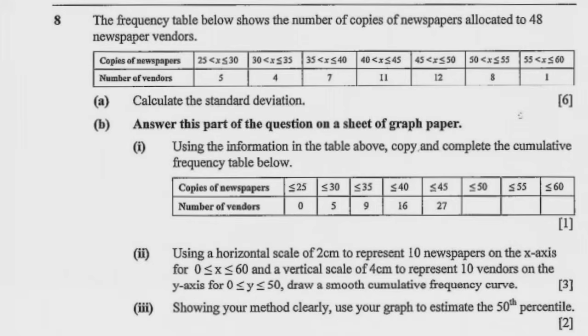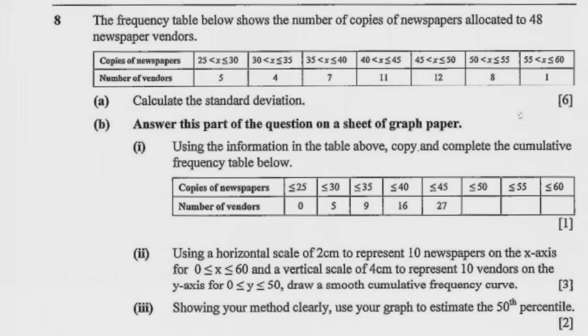So this is a table right here. They've said there are 48 newspaper vendors. On top are the class intervals: 25 to 30, 30 to 35, 35 to 40, 40 to 45, and so on and so forth. Those are copies of newspapers. And the numbers below, where they're saying number of vendors, that's a frequency, okay?